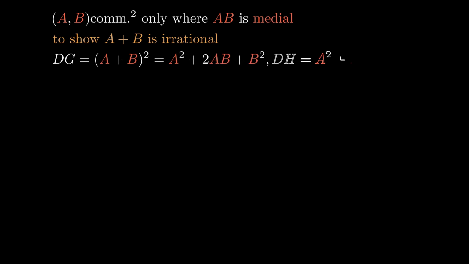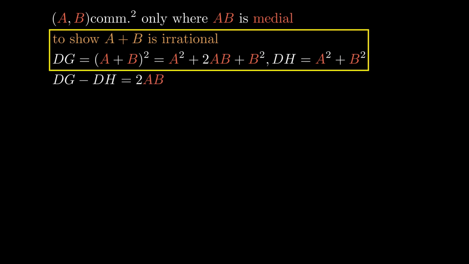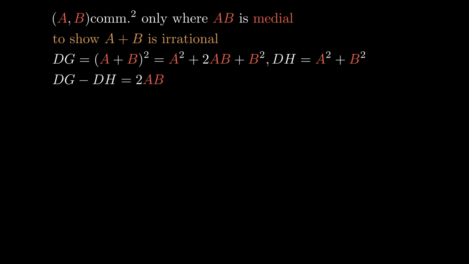Start with two medial lines, commensurable in square only, A and B, such that their product, AB, is medial. We'll show that A plus B is irrational. Let DG equal A plus B squared, equaling A squared plus 2AB plus B squared, and let DH equal A squared plus B squared. So, DG minus DH is equal to 2AB.